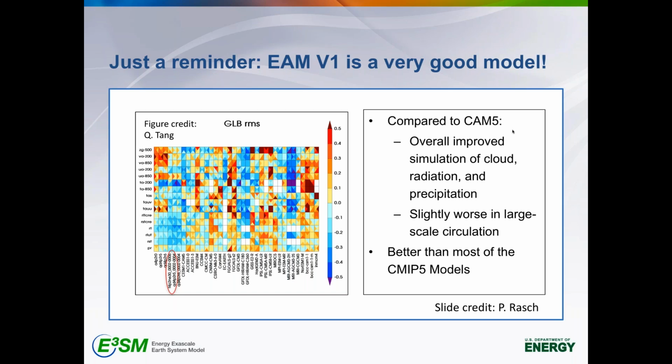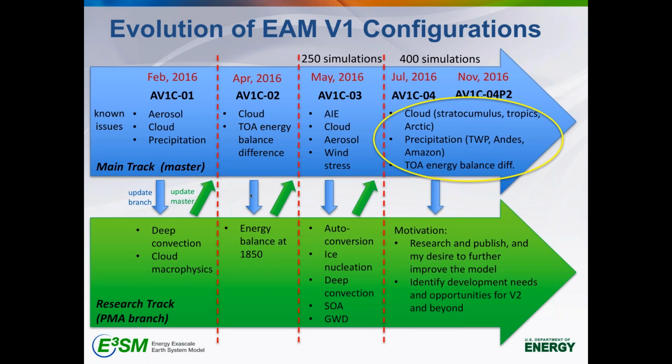And what you can see here is that the EAM V1 model produces cold colors in most of the climate features that we usually look at, and that means that this model is better than most of the CMIP5 models. So this is actually a very good model. So how do we get there?